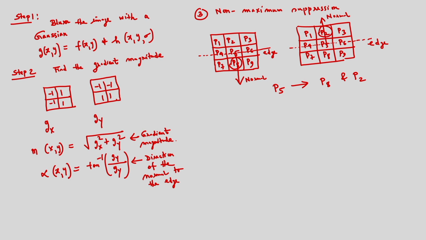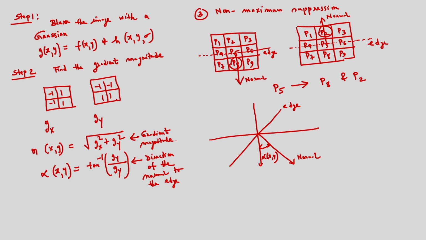So what is the edge normal? I can give one example. Suppose this is my edge. Corresponding to this edge, this is the normal to the edge. In this case I am considering this angle with respect to the reference axis. This is the reference axis. So this angle is alpha xy that I am considering.